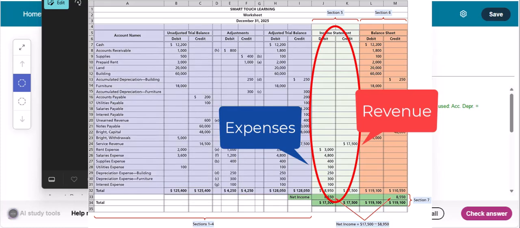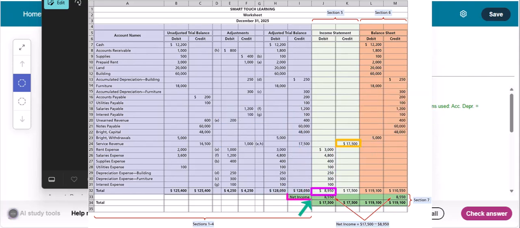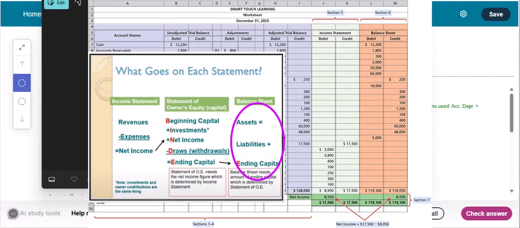So this revenue of $17,500 minus total expenses of $8,950 gives us a net income of $8,550. For the balance sheet columns, we take the accounts that are on the balance sheet, which means assets, liabilities, and capital. We add their total debits and credits, and we find that the difference should be the exact same amount as net income.